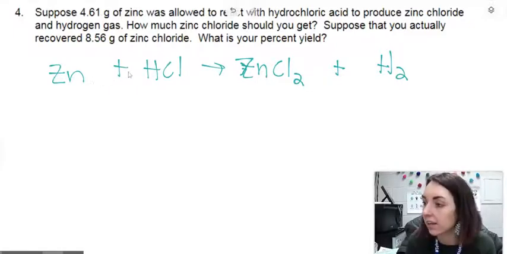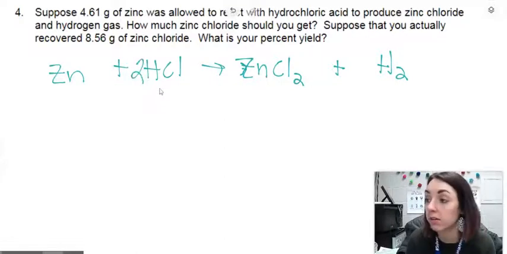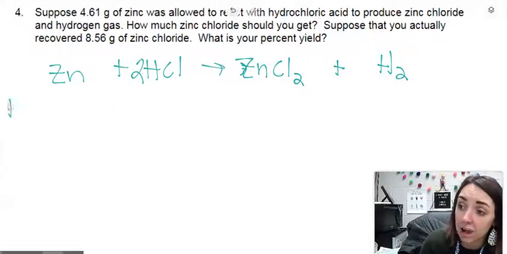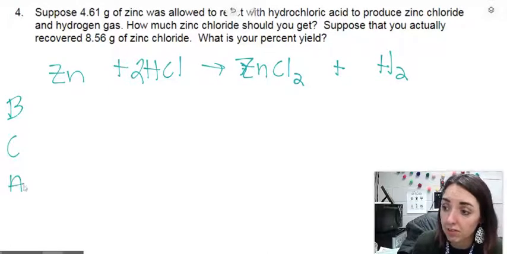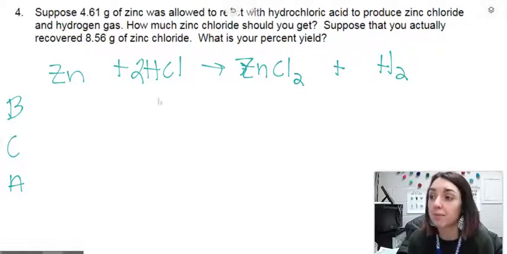So I've got 2 chlorines over here. Let's make 2 chlorines over here. 2 hydrogens, 1 zinc, 1 zinc. We're good. Equation balanced. Now you'll notice that in this problem, the BCA table wasn't given to us. Sometimes we do have to write in our own BCA table. That's okay. I think we can handle it. So we're going to write in our own BCA table there.